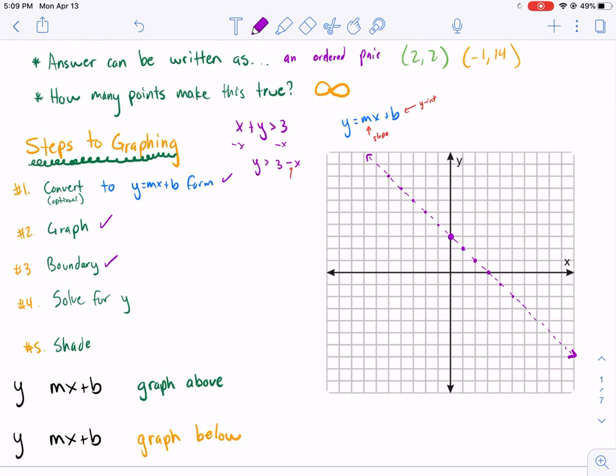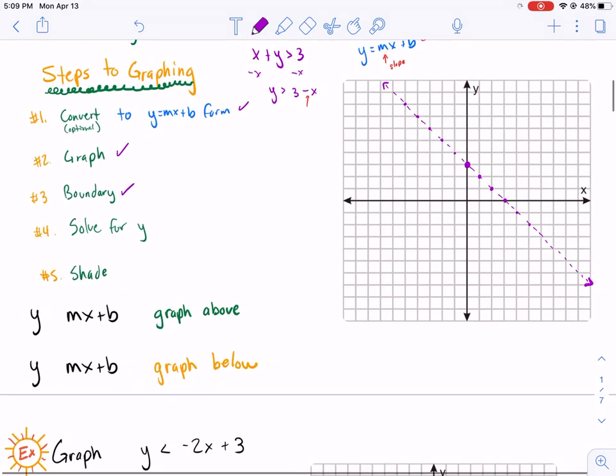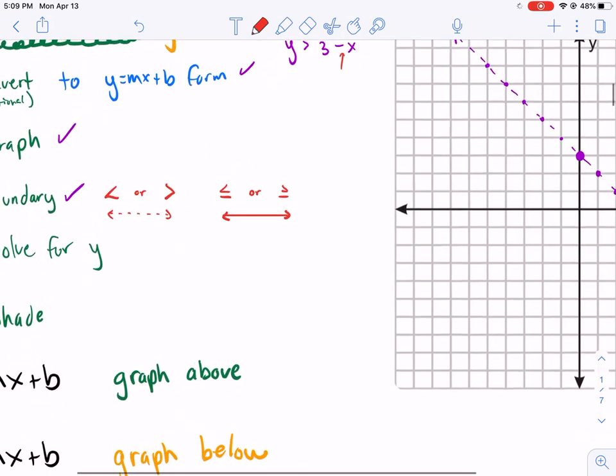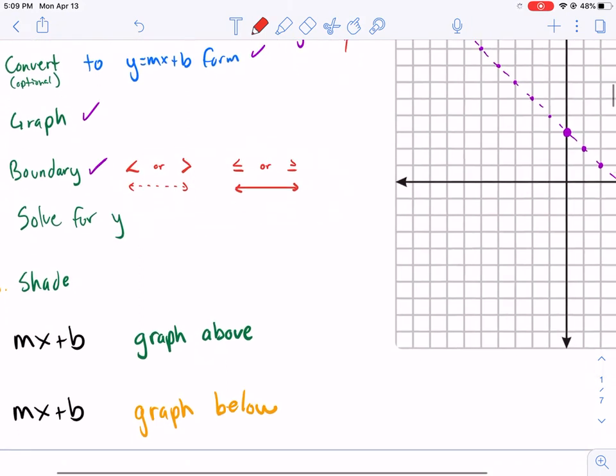Okay? So anytime we have a less than or a greater than sign, let me make this in red for emphasis, we are going to use a dotted line like this. Anytime it's less than or equal to or greater than or equal to, we can include those points, so it's going to be a straight, solid line. Okay? So make sure you guys write this down. This is important to help you graph your boundary line.